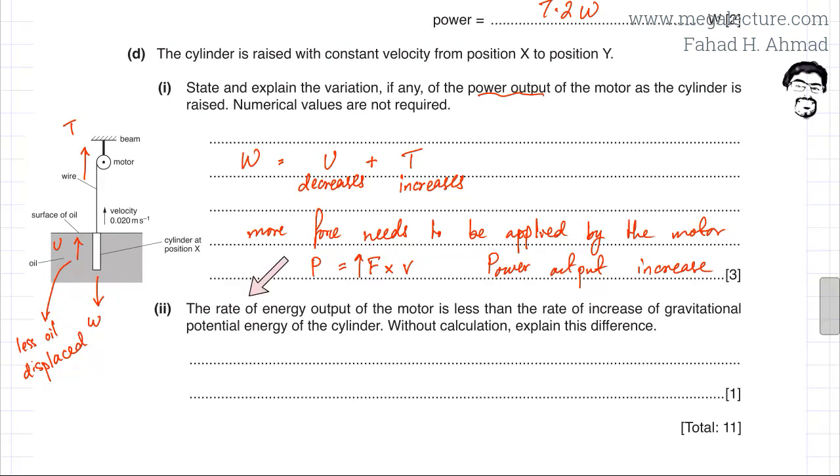Now the next part of the question states that the rate of energy output of the motor is less than the rate of increase of gravitational potential energy of the cylinder. Now remember, this is weight. This is the gravitational potential energy. You're doing work and you're increasing gravitational potential energy as you lift this solid upwards. So weight, you're doing work against this W.